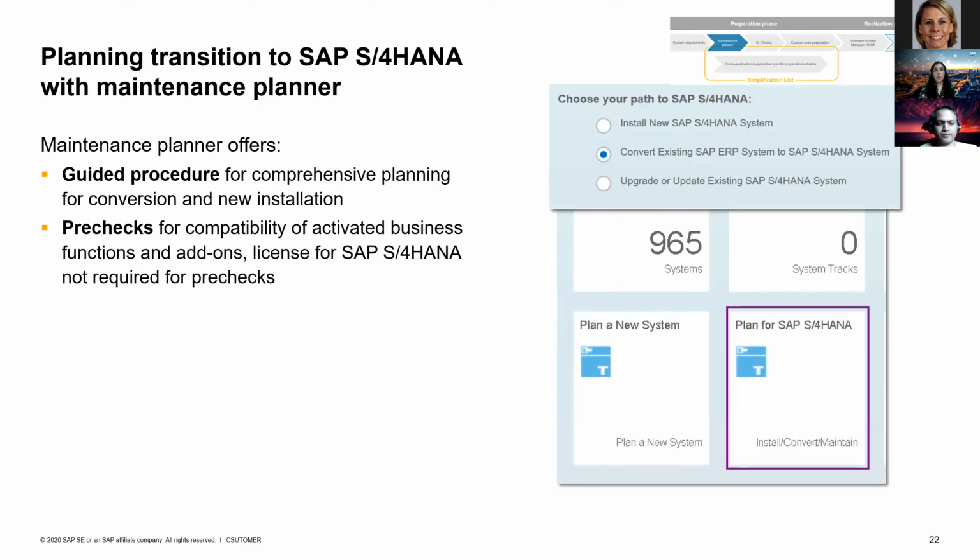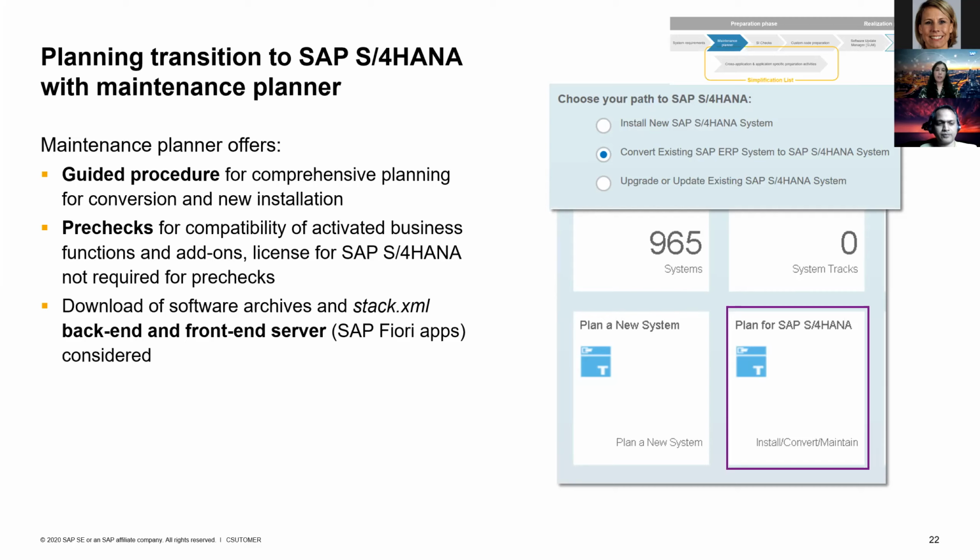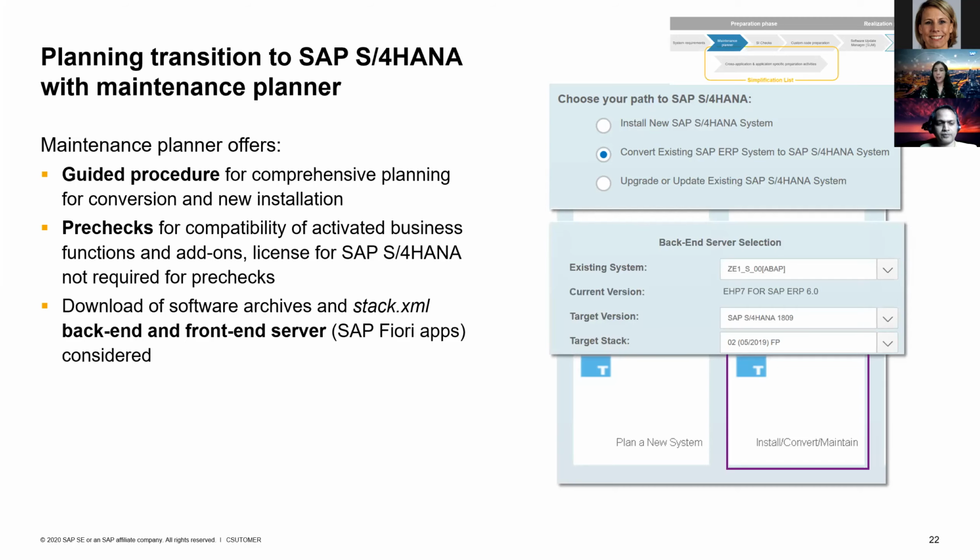Most importantly, maintenance planner does these checks, these pre-checks, as I mentioned. Maintenance planner checks the add-ons which are installed in your systems and also the business functions. And as I mentioned, you don't even require S/4HANA licenses to run these pre-checks. So our recommendation is to get started with these pre-checks as early as possible. And then, of course, maintenance planner allows the download of archives. It generates the stack XML for your backend and your front end system.